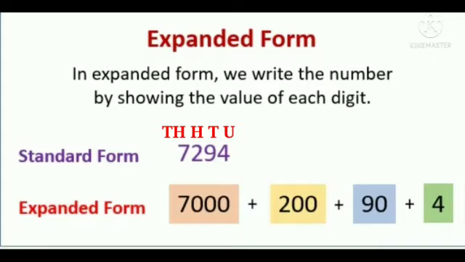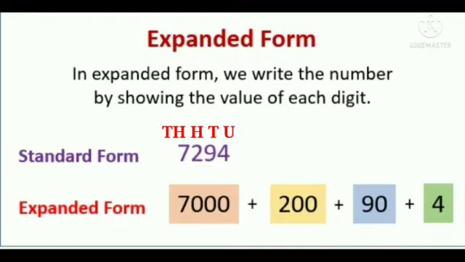Then 9 is in tens place. So 9 and 0. Tens means 10. How many zeros are there in 10? 1. So you will write down 1 zero with 9. So it will become 90. Plus 4 is in unit place, so you will write down 4 as it is. Clear, student? Now you have to add this. Clear, everyone? So after adding this, what will you get? You will get 7,294.